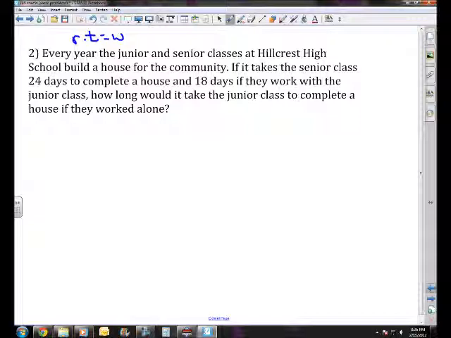Every year, the junior and senior classes at Hillcrest High build a house for the community. All right, that's cool, but doesn't contain any pertinent information, except maybe that they're only building one house. They build a house. All right, so that's all fine and dandy. Introduction stuff, we can live without it. If it takes the senior class 24 days to complete a house, we'll stop right there. It takes the senior class 24 days to complete a house, a whole house, by themselves.